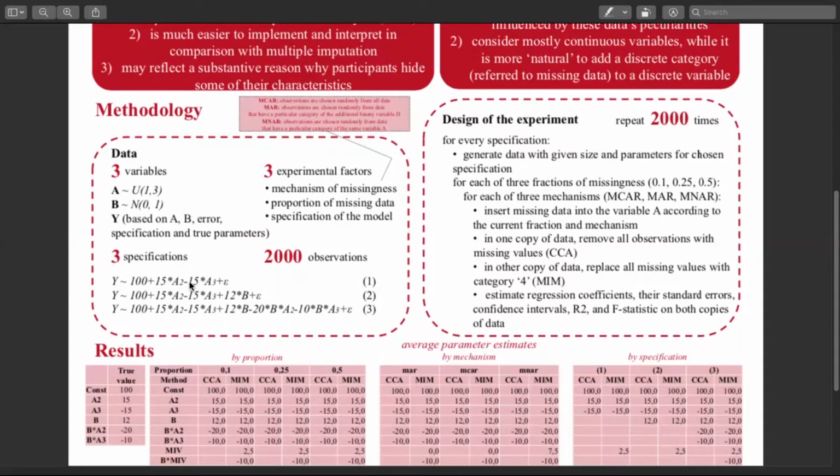Missingness was inserted in a categorical variable A with 3 valid categories according to chosen proportion and mechanism. We carried out 2,000 simulations for each possible combination of these experimental factors and estimated regression coefficients, their standard errors, F statistic, and R squared, using CCA and MIM on the same data.